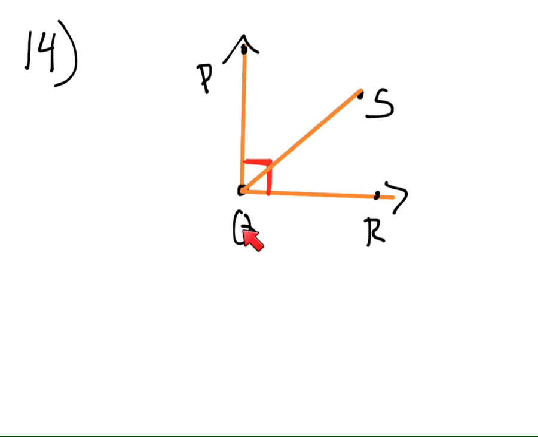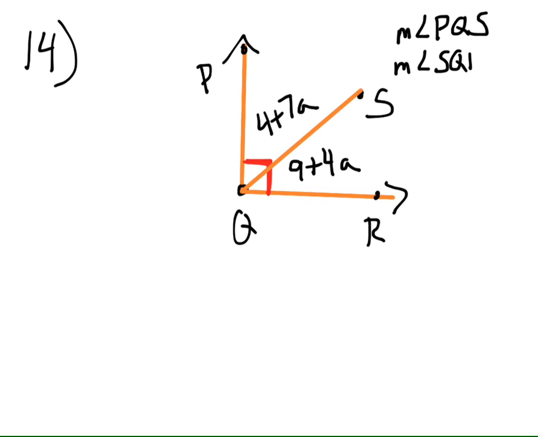If PQS is 4 plus 7A, so I'll label that 4 plus 7A, that's PQS. And SQR is 9 plus 4A. The question says, find the measure of angle PQS and the measure of angle SQR. So the question says, find what these two angles equal. I know together those two angles are going to be what? 90, because they make up a 90-degree angle, right? So that's going to be my algebra to help me solve.